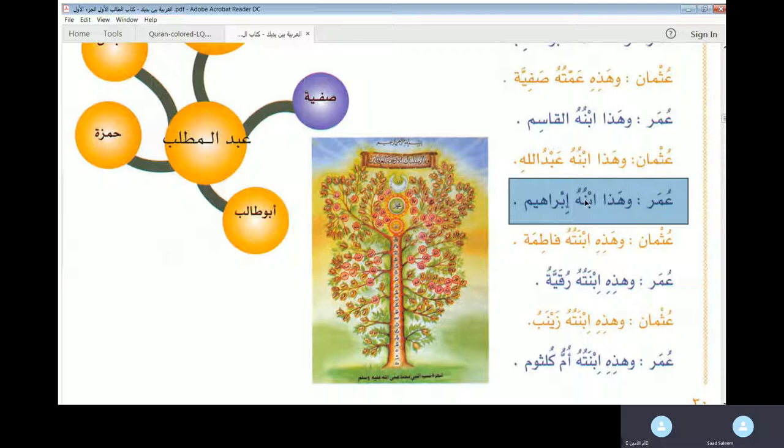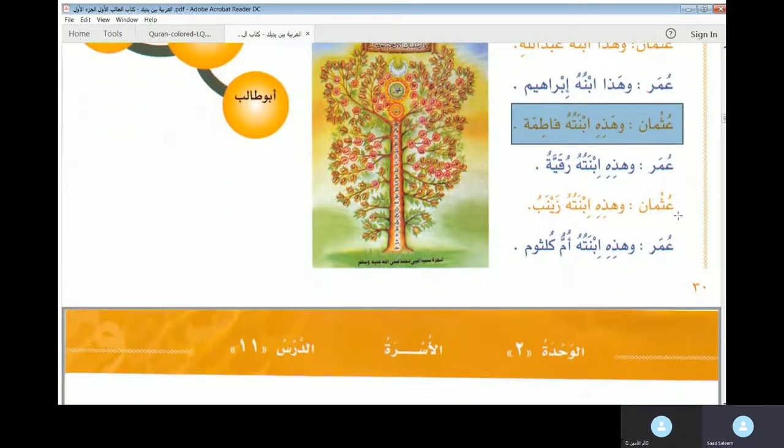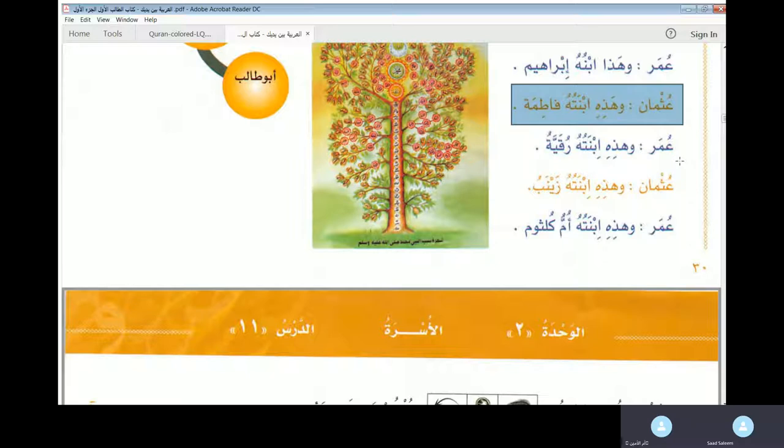And this is his son Ibrahim. And this is his daughter Fatima. Ibnah means daughter. Okay, so this is his daughter Fatima.